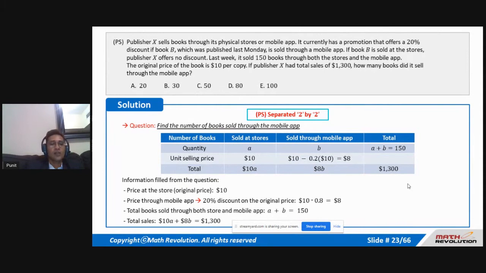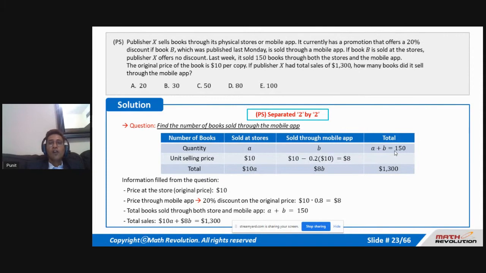So we have to relate them in a separate 2 by 2 table. Let's see what information we have and form the table. The books sold at stores we'll assign as A. The quantity of books sold through the mobile app we'll assume to be B. Last week it sold 150 books through both the stores and mobile app, so A plus B becomes 150. That is the information we got from the question.